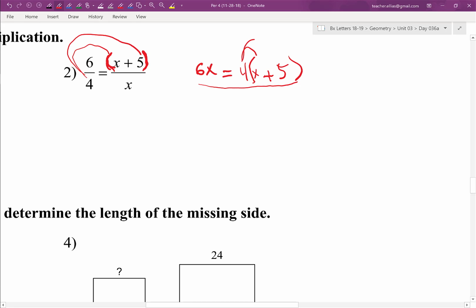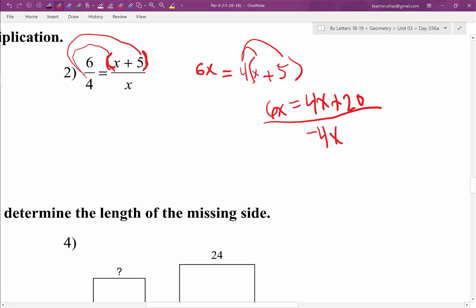Now, distribute. So now it'll be 6x equals 4x plus 20. Now, what you're gonna want to do? Take the lowest. Yeah. Just that point of that line right there. 2x.